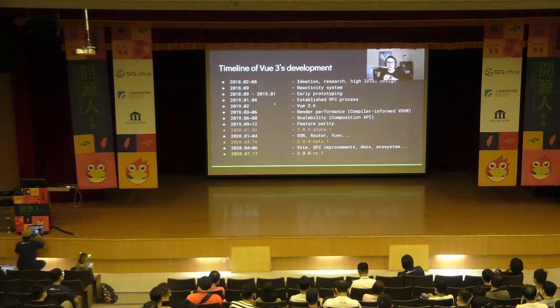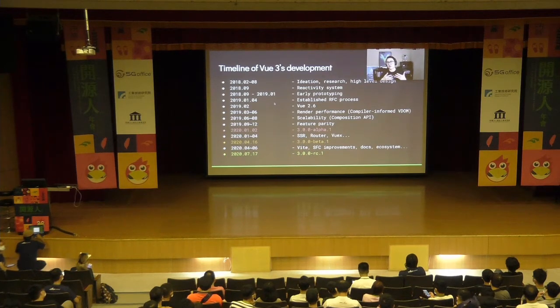And during that process, we also have to establish an RFC process, which we'll talk a bit about later. And we also had to work on Vue 2. We still had to release new Vue 2 features. We released Vue 2.6 in February 2019. And then starting in March 2019, we finally started to rethink how the rendering performance can be improved and came up with the compiler-informed virtual DOM idea.